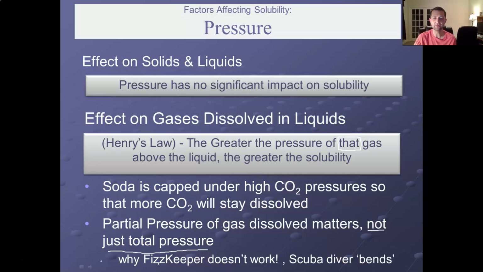So 99% of what you're pumping in is not CO2, right? It's not what you want. So it's not really going to work very well at all. It might have a minuscule impact.